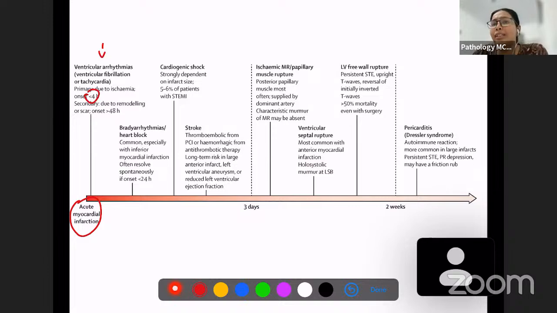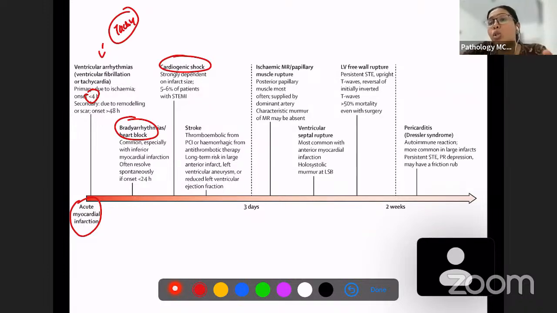Okay, there can be tachyarrhythmias and bradyarrhythmias. Tachyarrhythmias are nothing but fast rhythms. We know tachycardia, right? Tachycardia and bradycardia. So similarly, there are tachyarrhythmias and bradyarrhythmias. Bradyarrhythmias can result in heart block. Okay, so these two are early complications. And then cardiogenic shock is also an important complication.